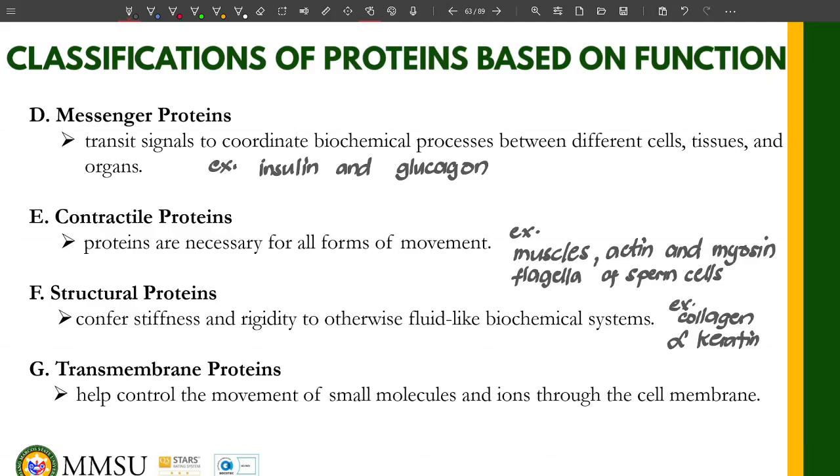So ito ulit, quite similar si contractile and si transmembrane proteins. Both of them would help with the movement. Pero si contractile kasi movement ng buong body or buong cell. Eto si transmembrane kasi, it would help control the movement of the small molecules papasok or palabas doon sa isang cell membrane or cell. Parang nagiging entrance or exit sila. It would help with the entrance and exit of some small molecules and ions papunta and palabas dun sa mga cell membrane. So yun yung parang pinaka function ng transmembrane. Nasa micro level siya, kumbaga. Nasa cell level siya. Si contractile proteins naman macro siya. Yun yung difference nitong dalawang to.